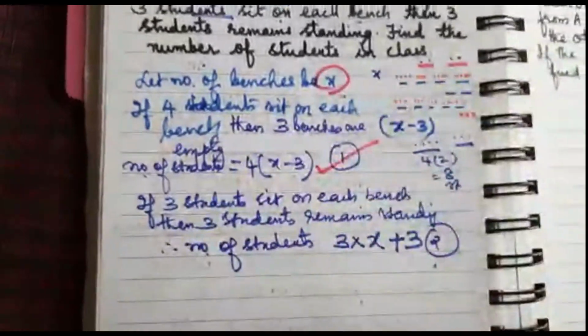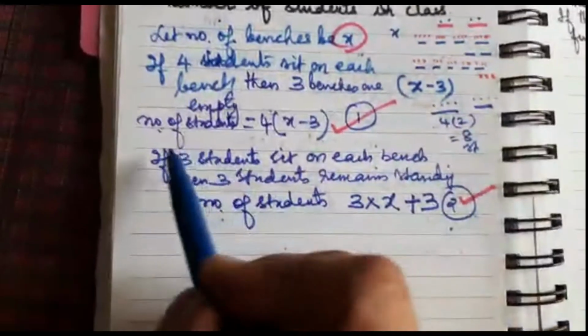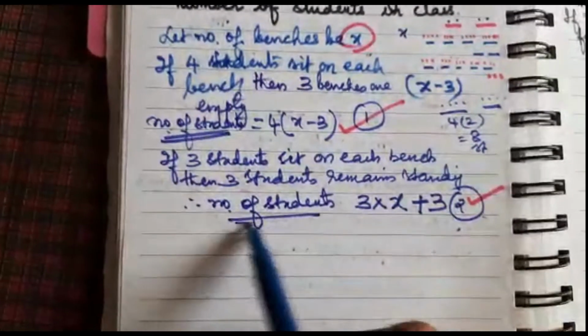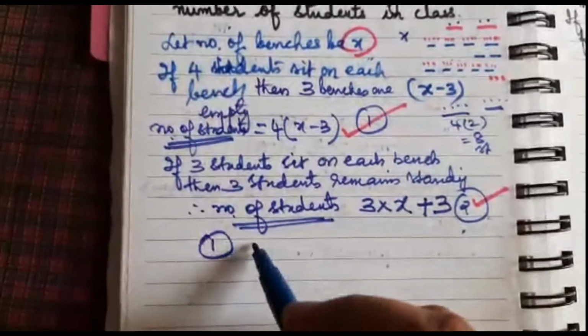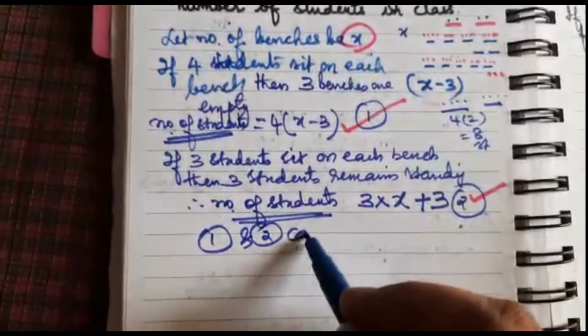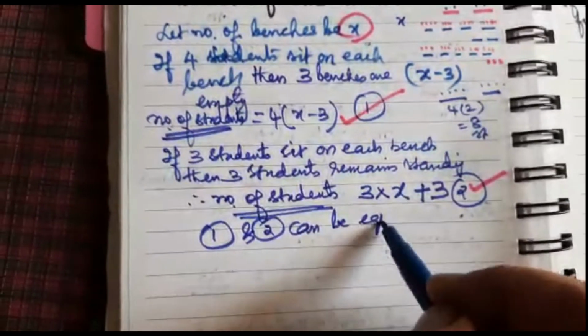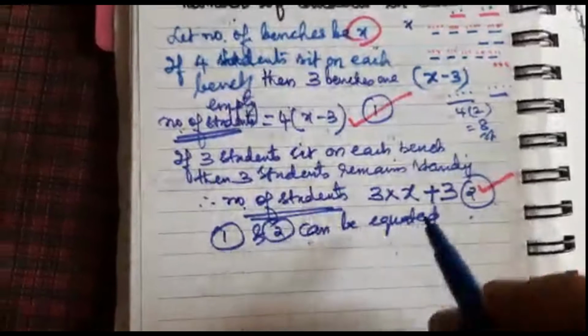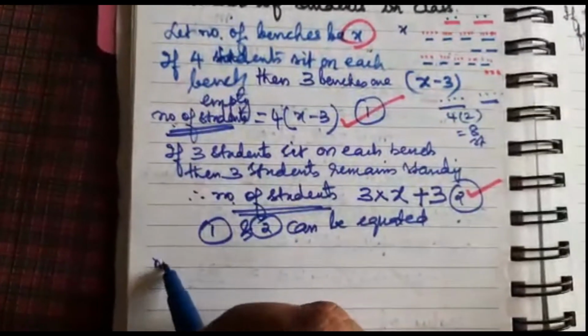So first and second, what is the LHS? LHS are the same, number of students, number of students. So 1 and 2 can be equated, because both are number of students.